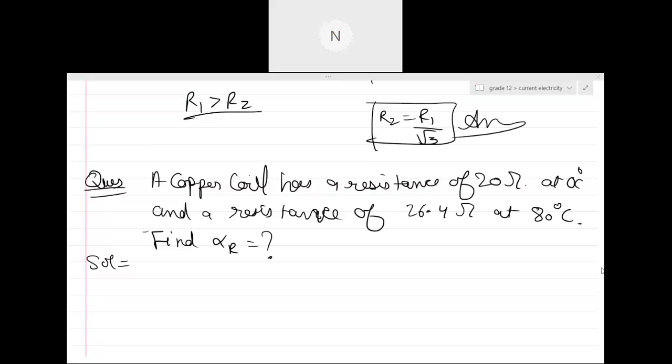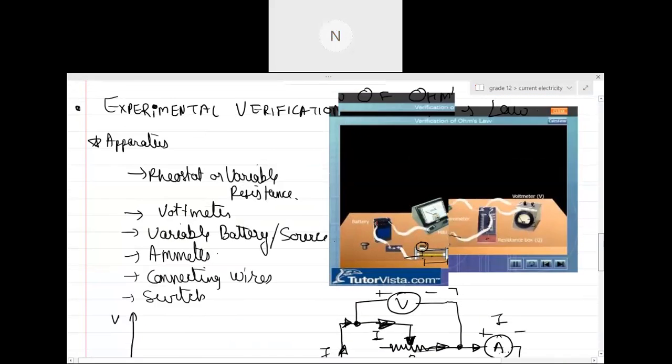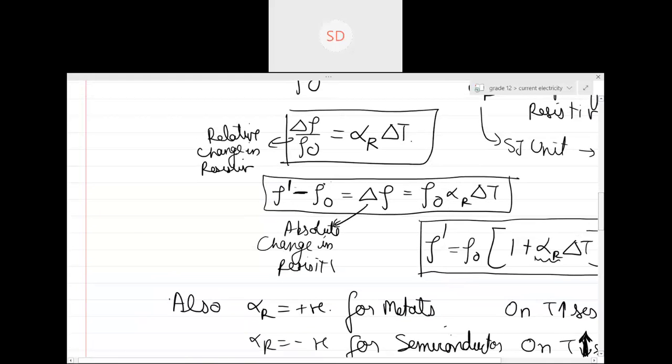So guys, see in the question what is given to you. At 0 degrees Celsius, T naught is equal to 0 degrees Celsius and T dash is 80. R naught is 20 ohm, and R dash is 26.4. So, sir, you gave a relationship for resistivity. You didn't give a relation for the resistance.